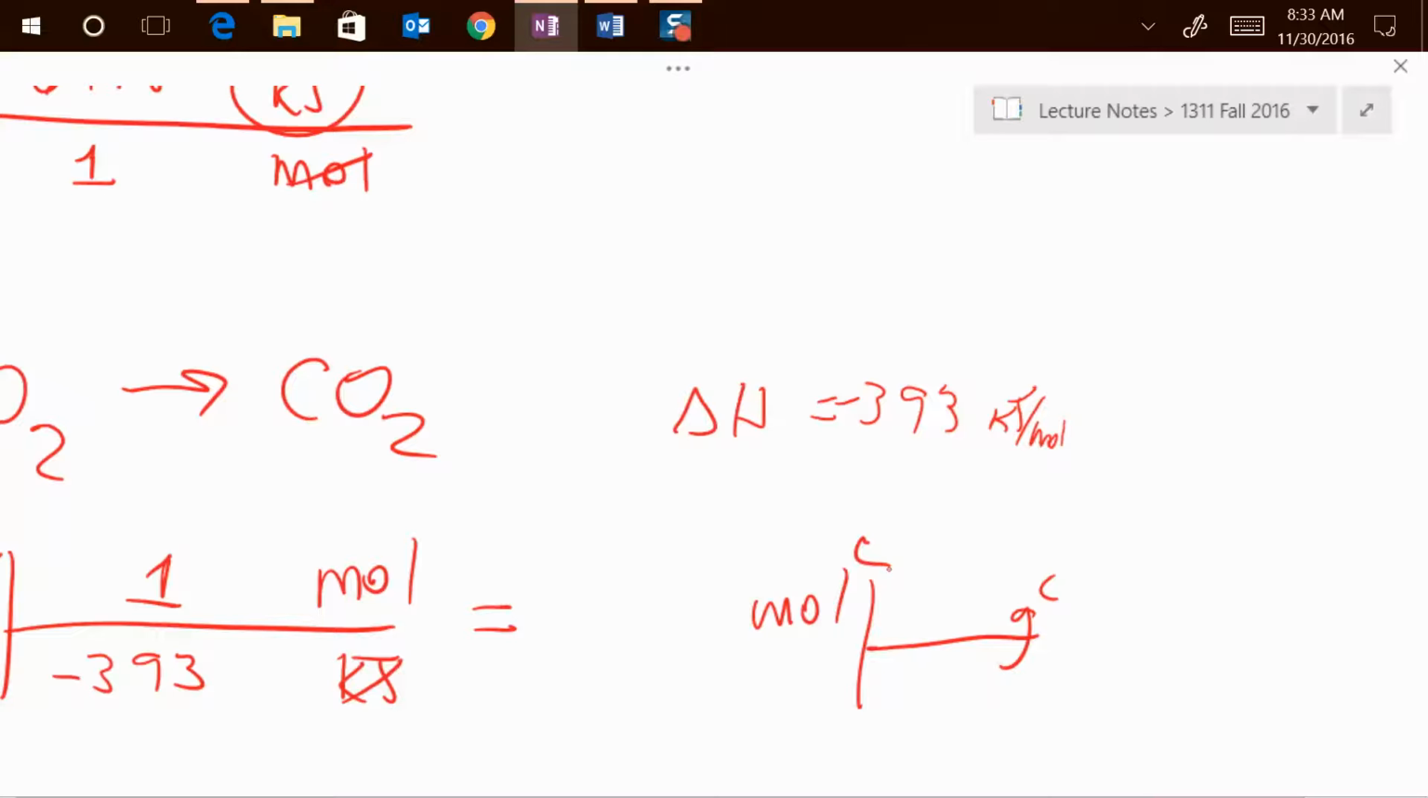Oxidation numbers. Which one's getting oxidized? Well, yeah. Okay, so which chapter are we in for oxidation? Chapter 4? Yeah. Okay.